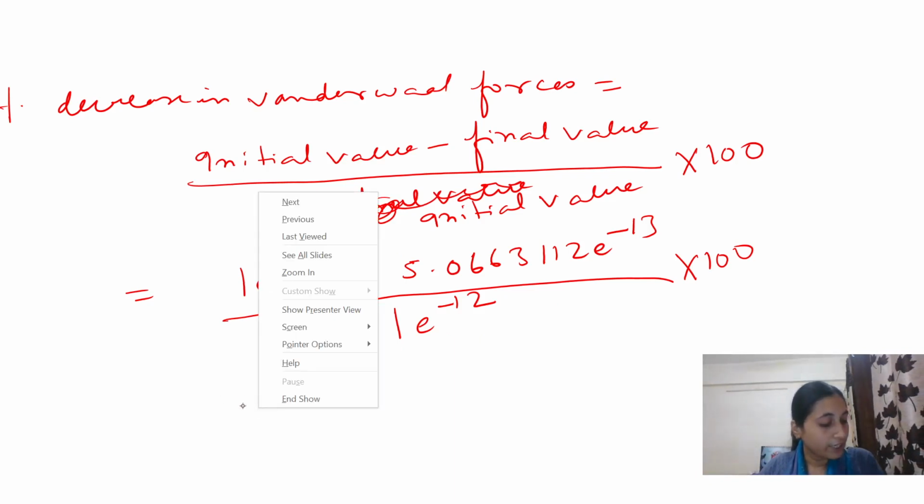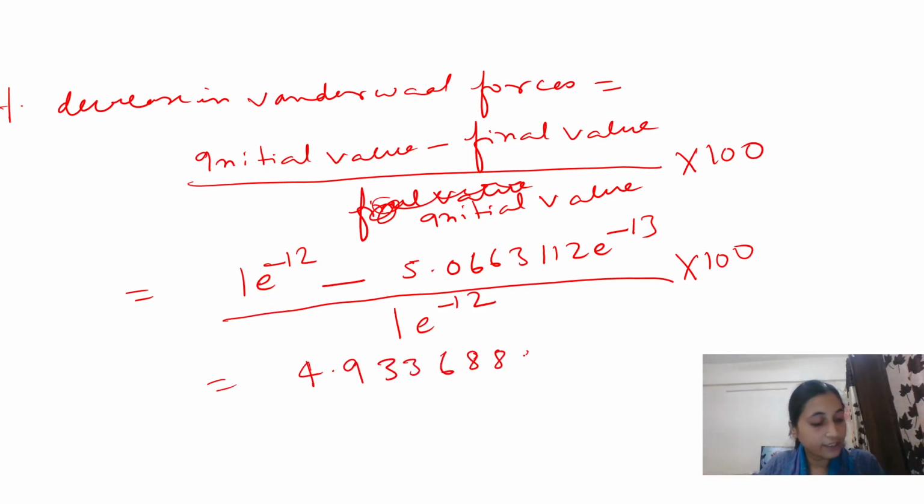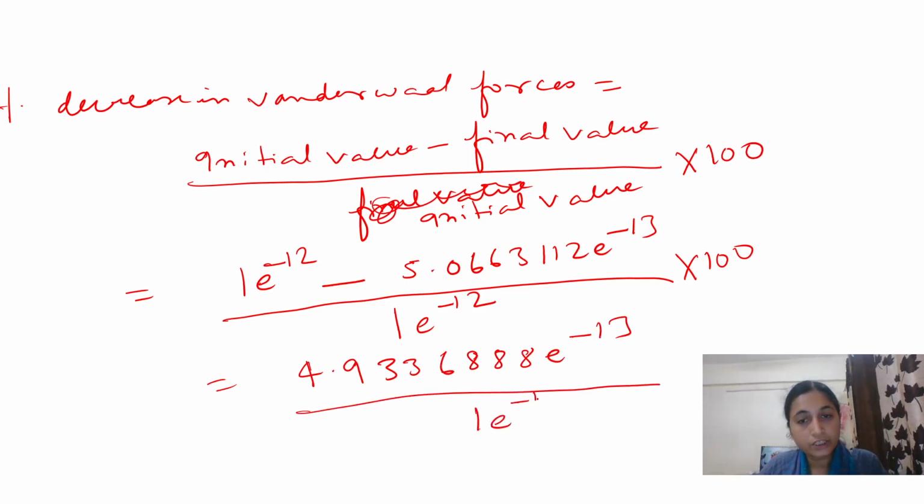So when you calculate, it will come 4.933688 e power minus 13 upon 1 e minus 12 into 100, and this will come 49.33%. So this is the answer. You all are okay with this question, right? Okay. Should I move on?